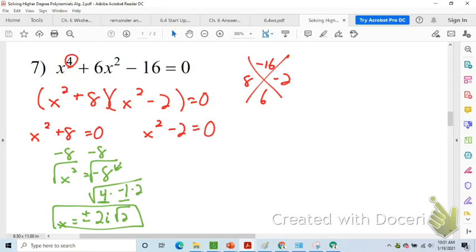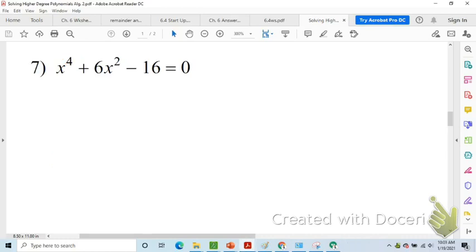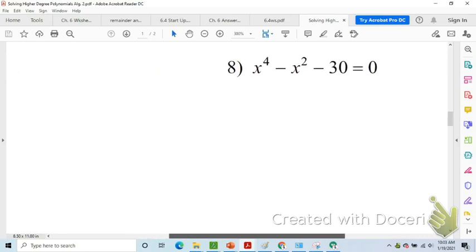And then over here, change my color again. I'm going to add 2 to both sides. X squared is equal to 2, and square root both sides. And I get x is equal to, since there's no negative, it's just plus or minus root 2. No i's involved there. Alright, so this takes you through number 7. And last but not least, let's slide to the right.